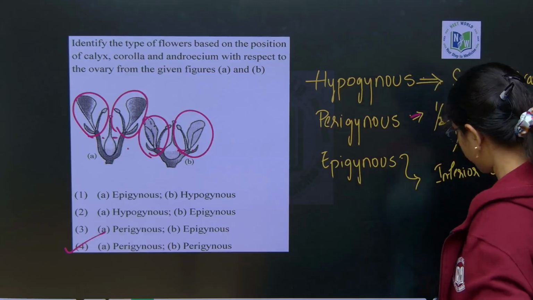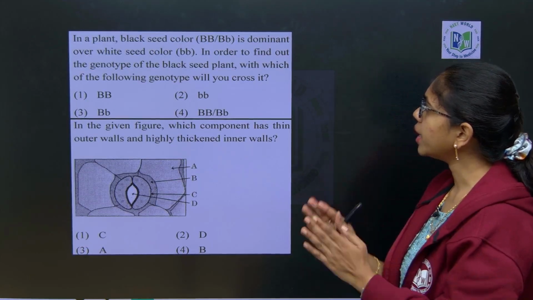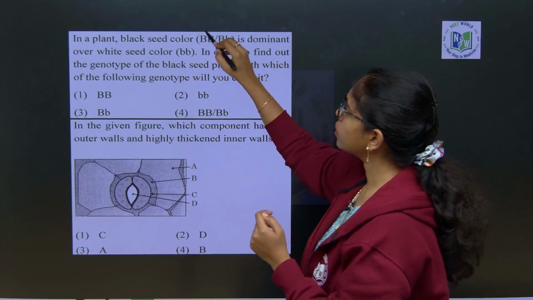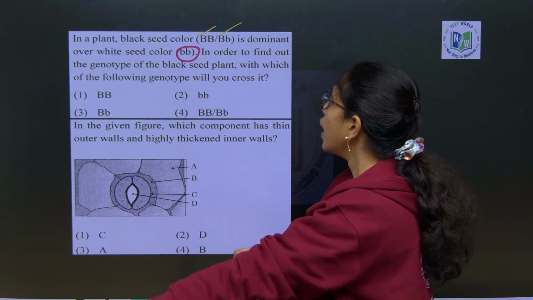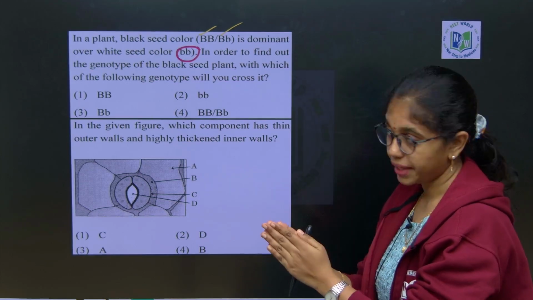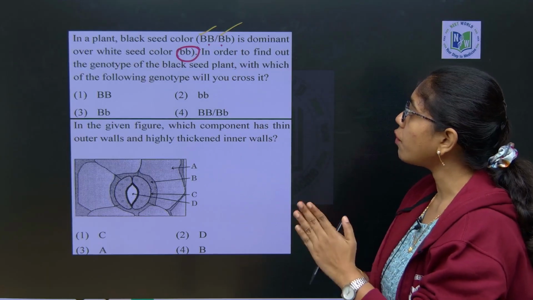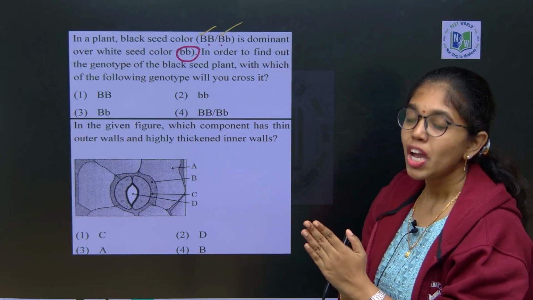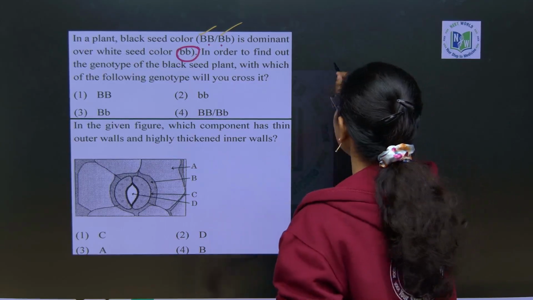Do remember. Next, in a plant, black seed color is dominant, both homozygous and heterozygous dominant over white. In order to find out the genotype of the black seed plant, whether it is homozygous or heterozygous, with which of the following genotypes will you cross? Always to know the genotype of the organism, we will do a test cross, right?